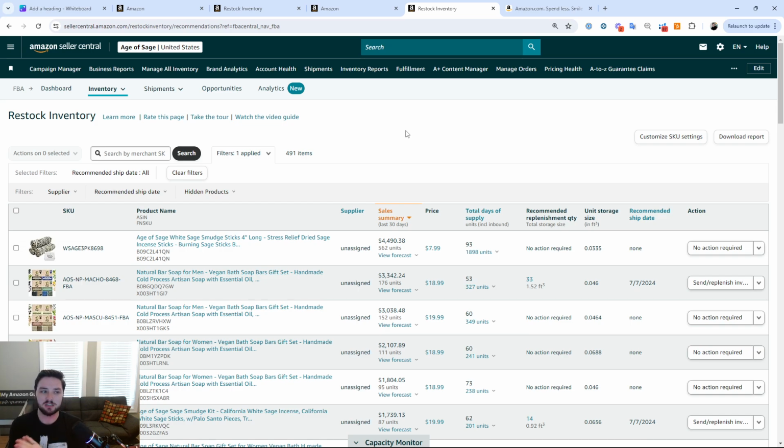One, if we actually need to be sending in any inventory, and what our recommended ship date is going to be for that inventory. All of this comes from the idea of Amazon wanting to have roughly 30 to 60 days minimum of inventory in at any given time. Amazon has that calculation probability, so you're able to see and predict when you are going to have to send in inventory.